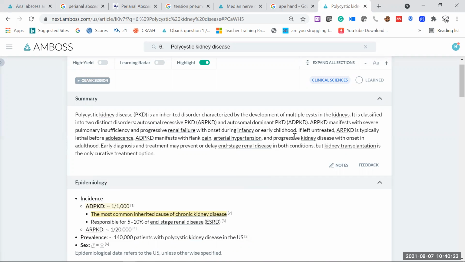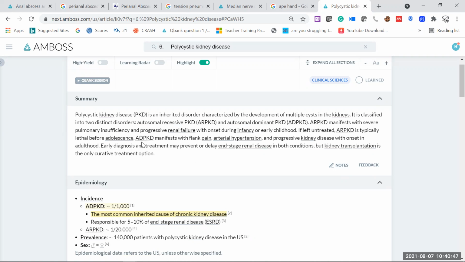Of course, it's a hereditary disease, so it must start from the beginning. In early childhood and infancy, you can start to appreciate this one. If left untreated, autosomal recessive disease is typically lethal before adolescence. So if it's a recessive disease, you will always think the manifestation must start from the very beginning, like in early childhood or early infancy, where you can see the patient is having problems.